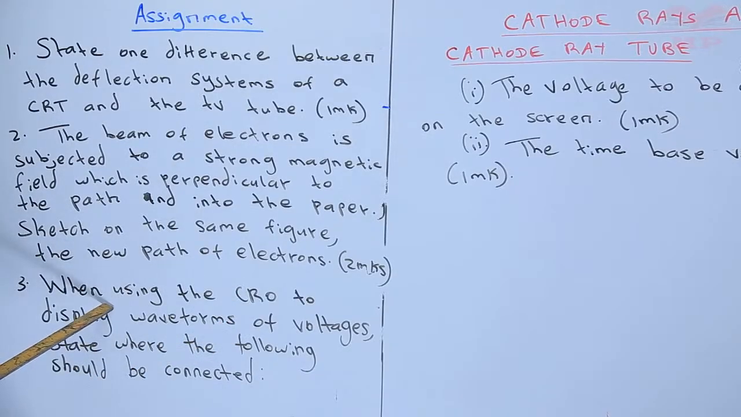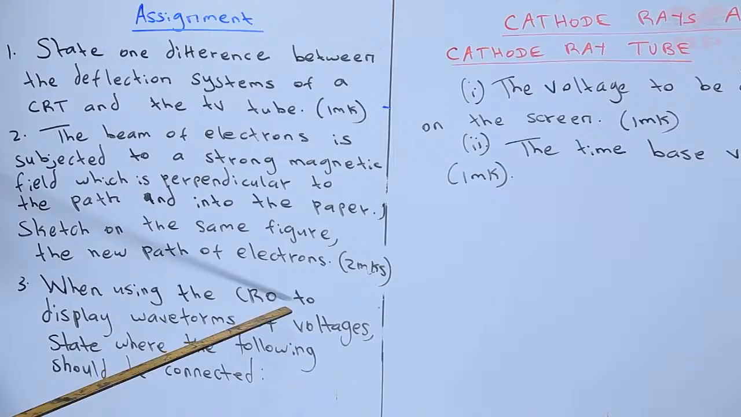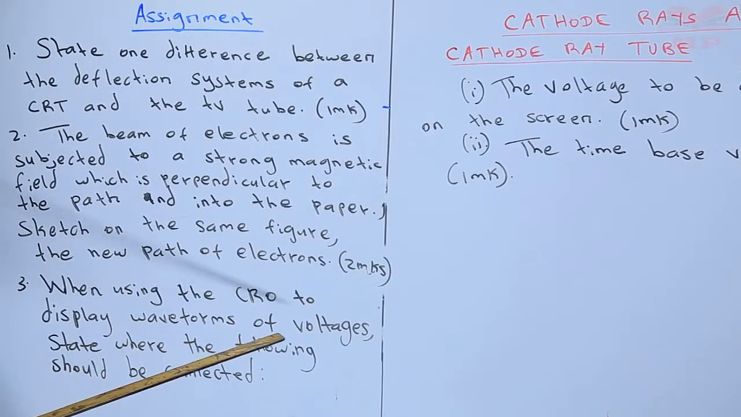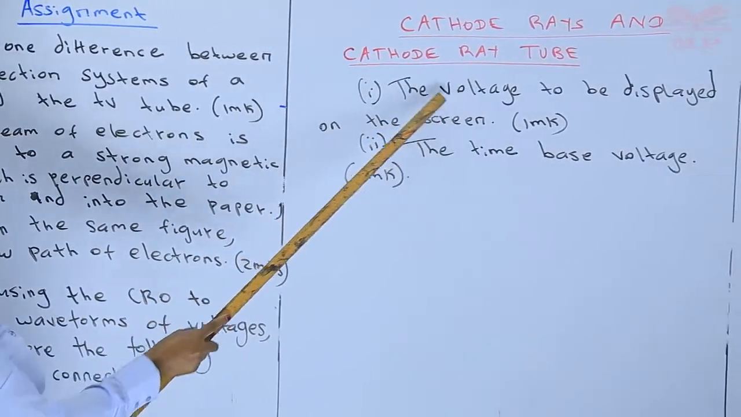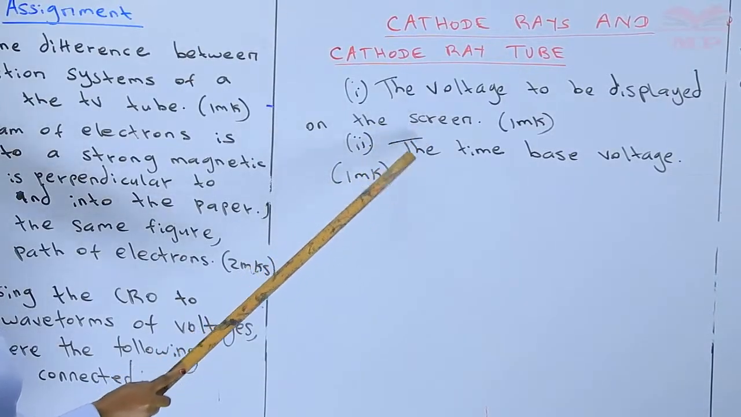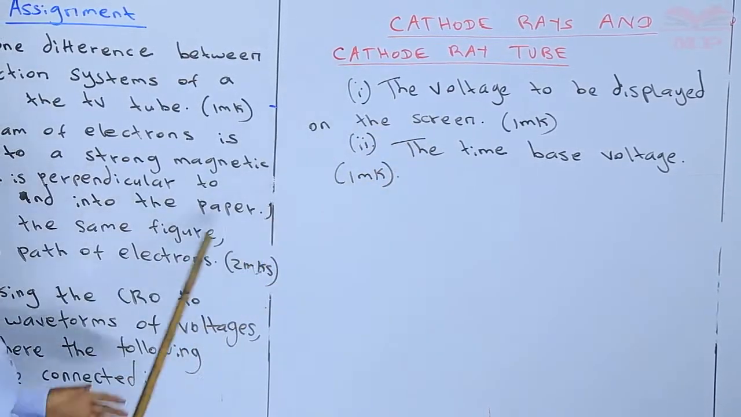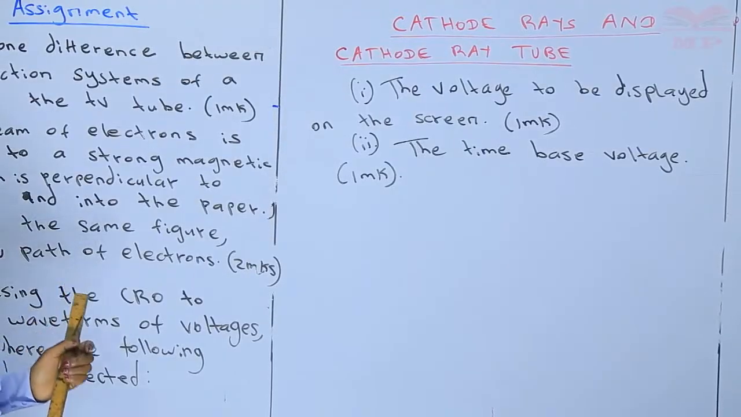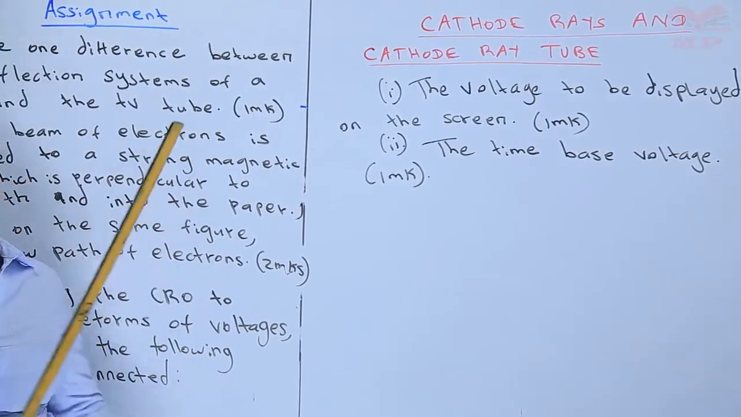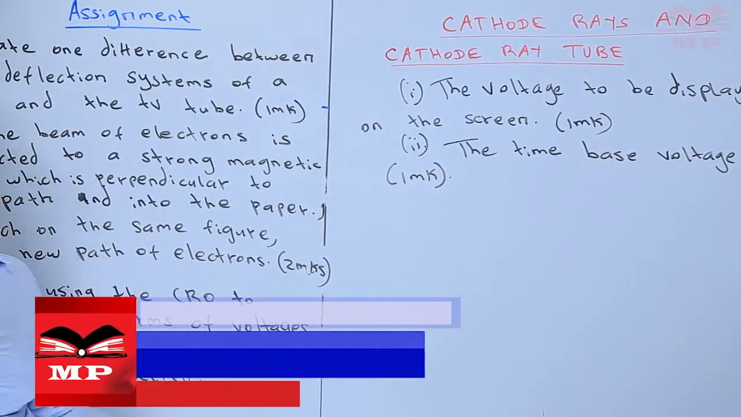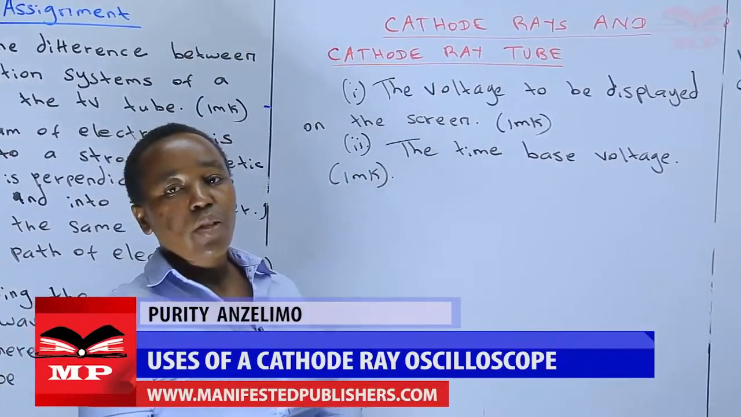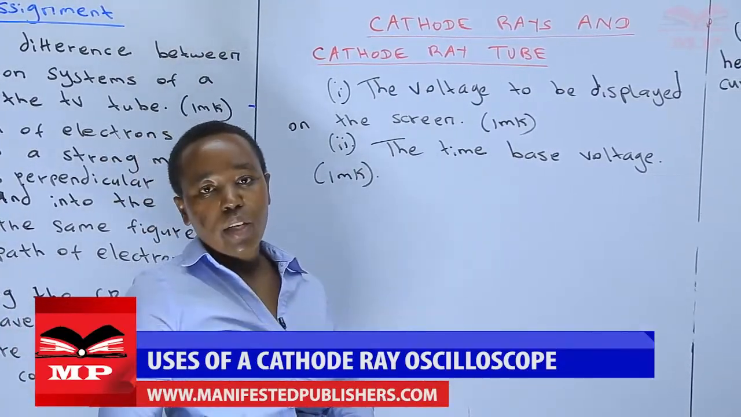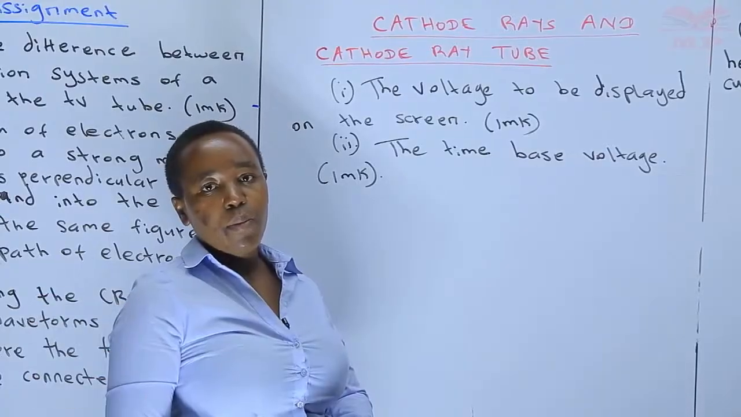Then number 3, when using the cathode ray oscilloscope to display waveforms of voltages, state where the following should be connected. 1, the voltage to be displayed on the screen. And number 2, the time-based voltage. So that's the exercise. It's good that you answer those questions. During the next lesson, we'll look at the numerical calculations involving the cathode ray oscilloscope. Thank you.